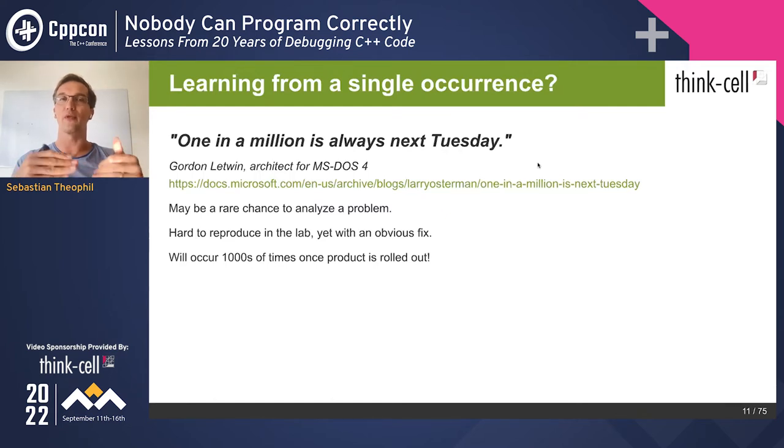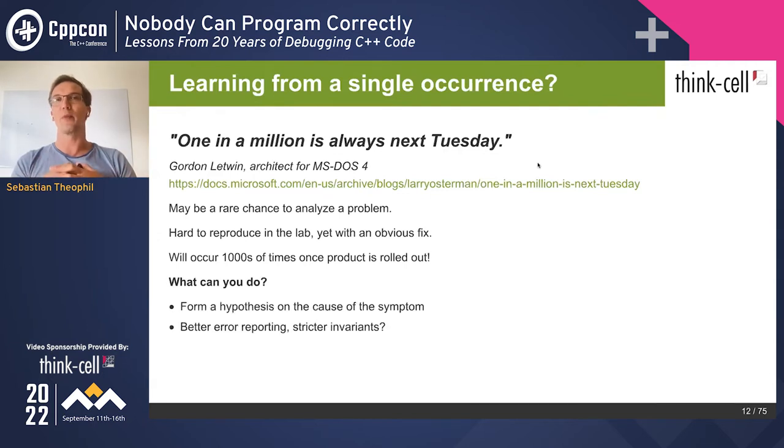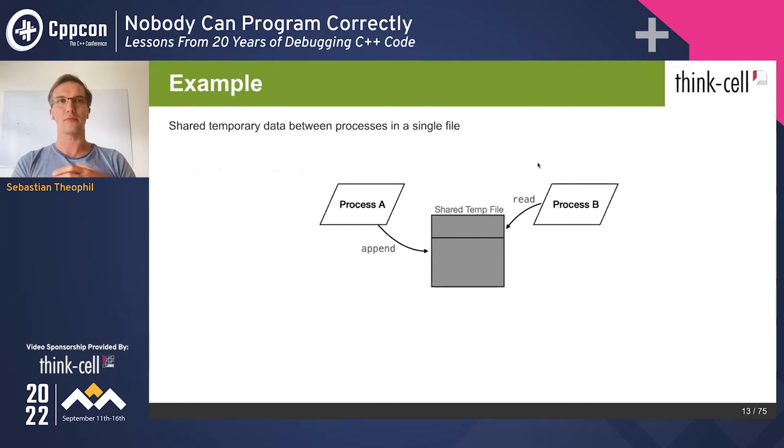You can be sure that if you have a successful software product that is used by, let's say, a million users, even the rarest bug will happen 1,000 times per week once you roll that out. So when somebody calls you, look at it, and at least, if you can't fix it, maybe you can form a hypothesis on the cause of that problem. Maybe you can improve your error reporting somewhat and get an error message sooner the next time.